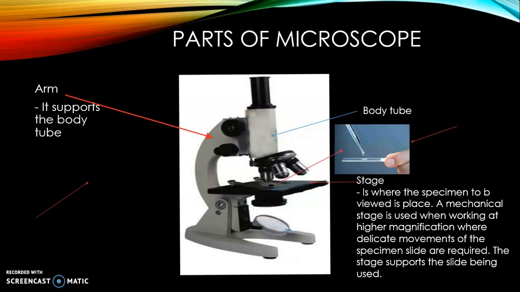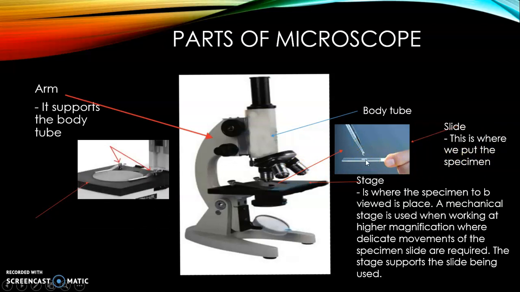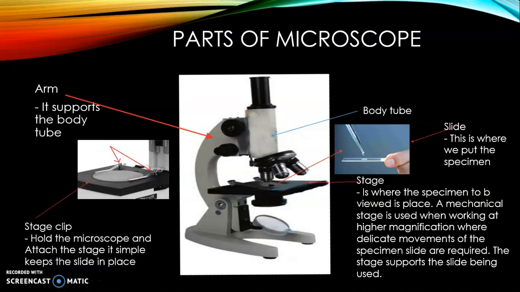Another, this is the slide. This is where we put the specimen. Next, the stage clip. If you see here, this is the stage clip. The stage clip holds the slide and attaches to the stage. It simply keeps the slide in place.